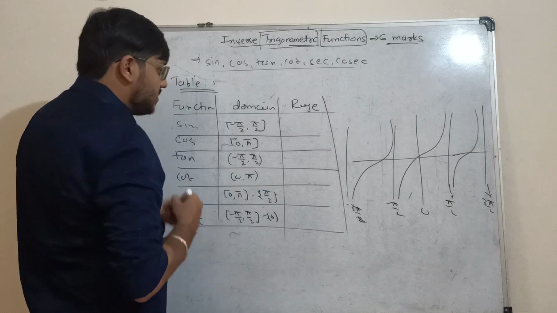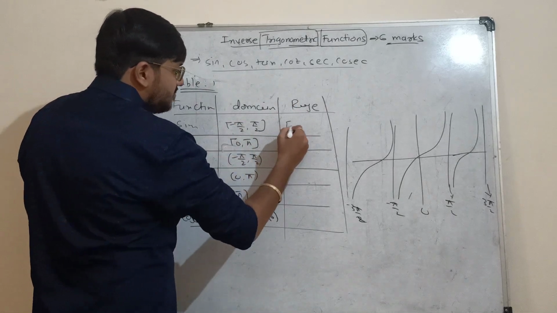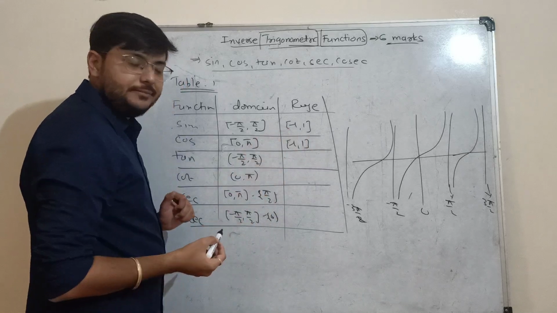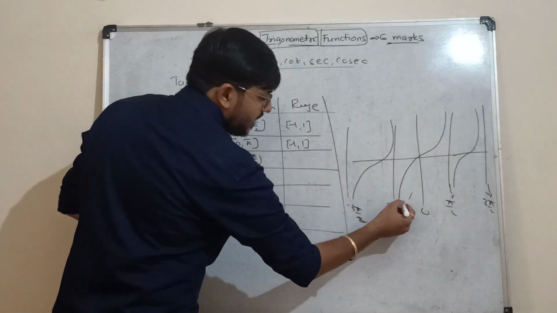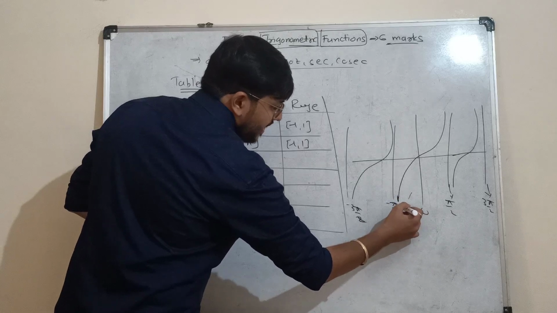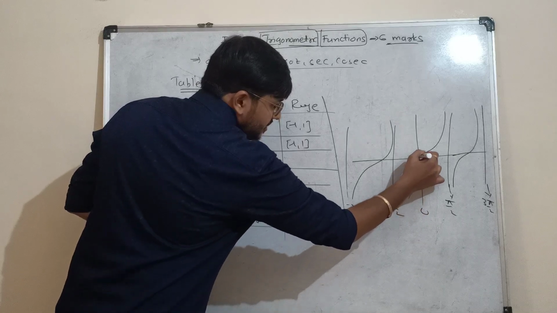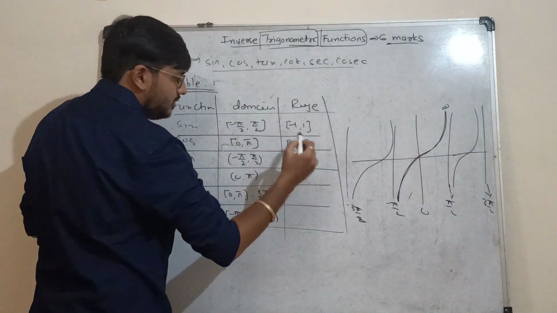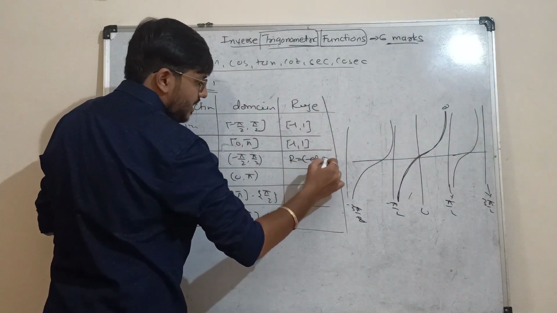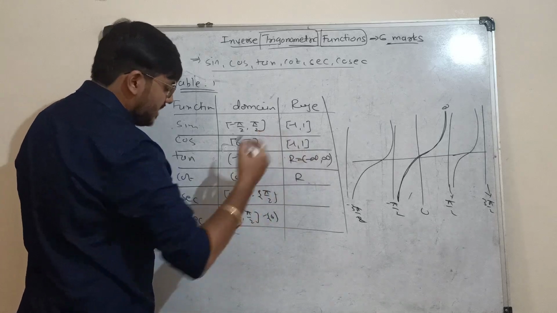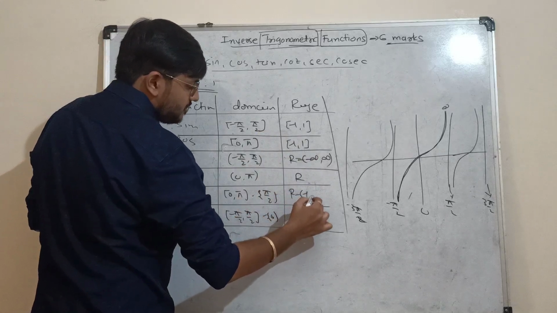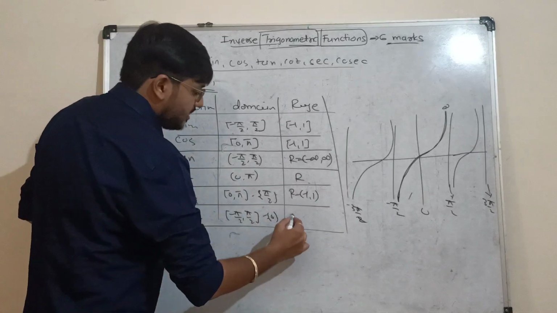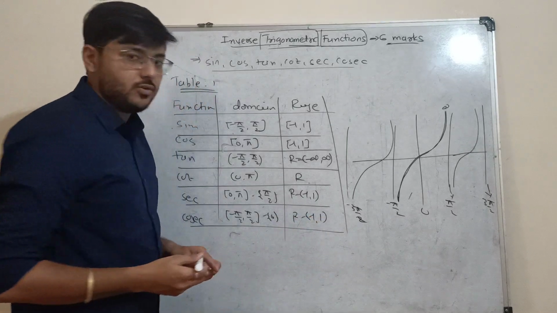Now to talk about range. In this interval sine has range minus 1 to 1. Just like sine, cos has minus 1 to 1. Tan and cot, from the graph, just check. At minus pi by 2 it has minus infinity, constantly increasing, and then plus infinity. So the range will be what? R, which is minus infinity to infinity. Similarly cot has R, sec has R minus (minus 1, 1), because we know that sec is the reciprocal of cos, and cosec has range R minus (minus 1, 1).